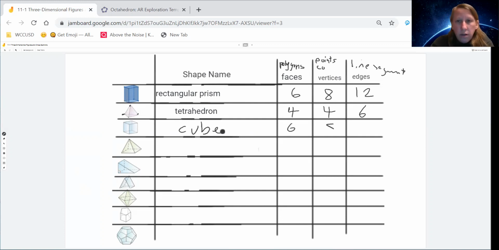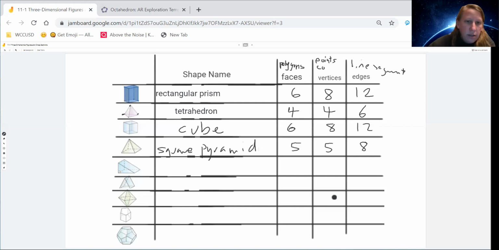That's a cube. It also has 6, 8, and 12. I wonder why. This is a square pyramid, and this has 1, 2, 3, 4, 5 faces. Interesting. It's our first odd number, isn't it? And we have 5 vertices also. And how many edges? We have 4 along the bottom, 5, 6, 7, 8. As I continue to do this, I want you to look at these numbers and see if there's a pattern that you see.